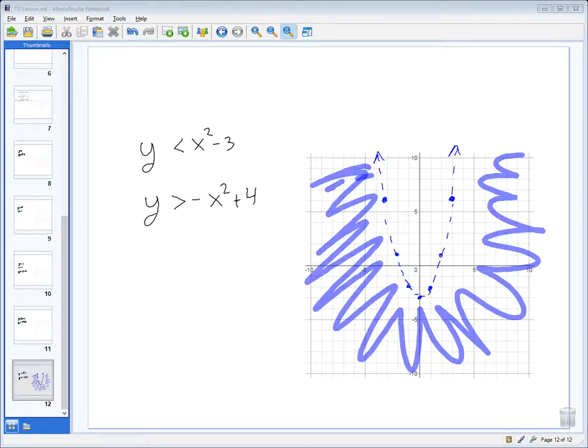Now I graph the second equation. You got negative x squared plus 4, so that means it's going to be up 4. And then it's our negative x squared function, meaning it's going down instead of up, following the same key points, 2, 4, and 3, 9.